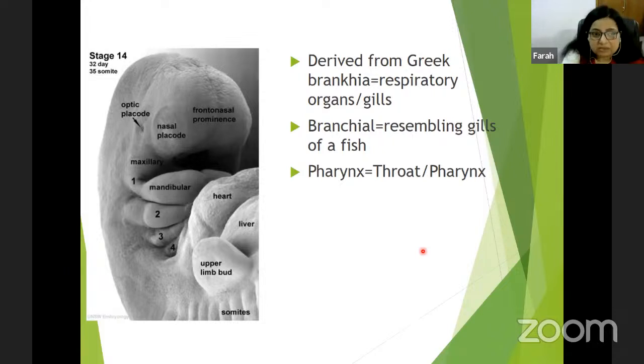And when they are present in the region of the pharynx, instead of being named as branchial, because they just resemble the gills of a fish, they have been named as pharyngeal arches because they are present in the region of the pharynx. Pharynx is throat, basically. So they have been named as pharyngeal arches. And likewise, pharyngeal clefts and pharyngeal pouches, because they just resemble the gills of a fish, not exactly the gills of a fish. In lower animals, when they are present, they are known as branchial arches. But in human beings, they have been named as pharyngeal arches because they just resemble the branchial arches. They are not exactly the branchia.